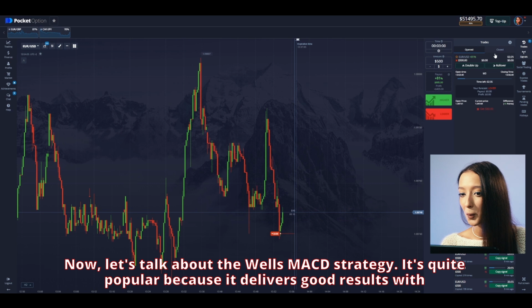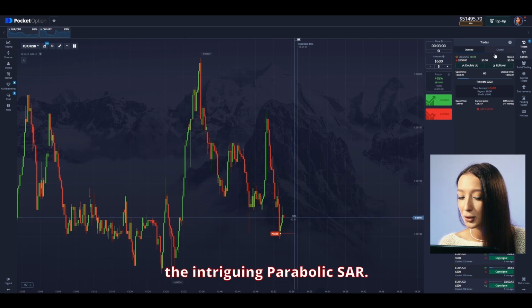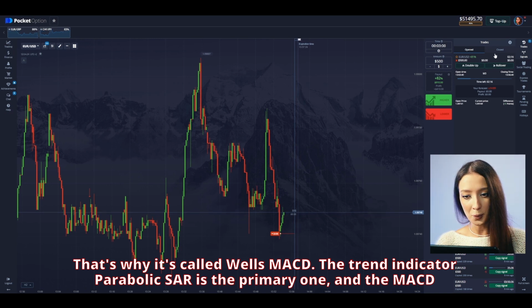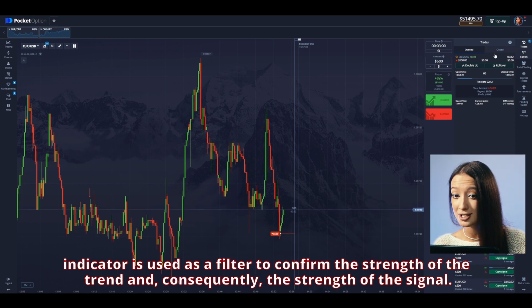Now let's talk about the Wells MACD strategy. It's quite popular because it delivers good results with relatively low risks. In the strategy, we use only 2 indicators, as I mentioned before, the familiar MACD and the intriguing parabolic SAR. That's why it's called Wells MACD. The trend indicator parabolic SAR is the primary one, and the MACD indicator is used as a filter to confirm the strength of the trend and consequently the strength of the signal.